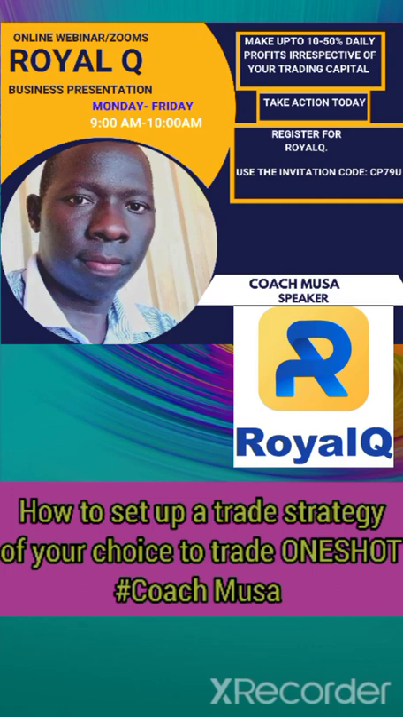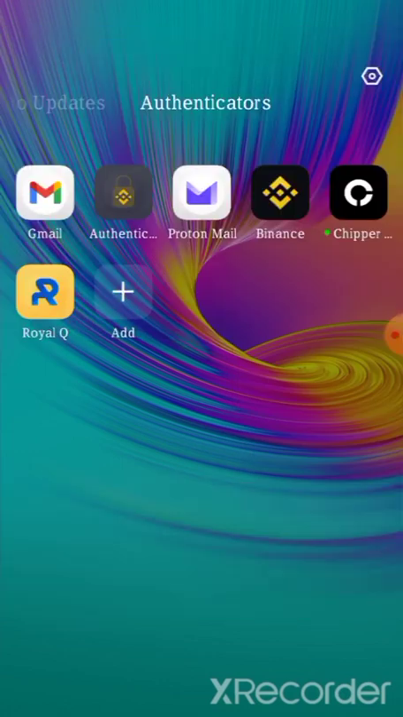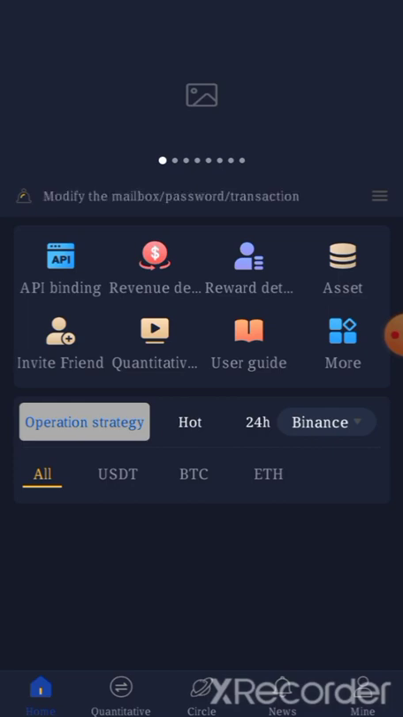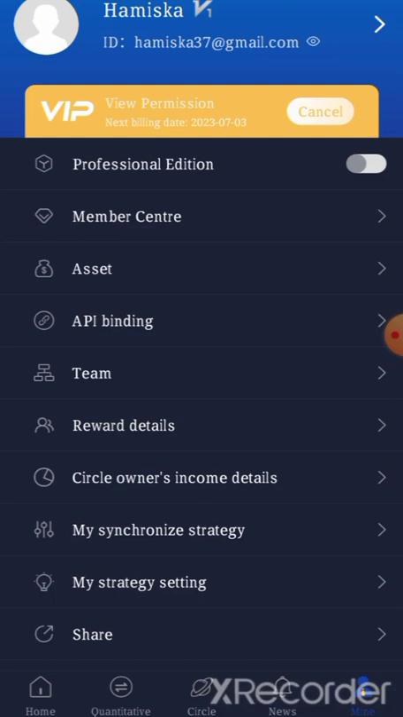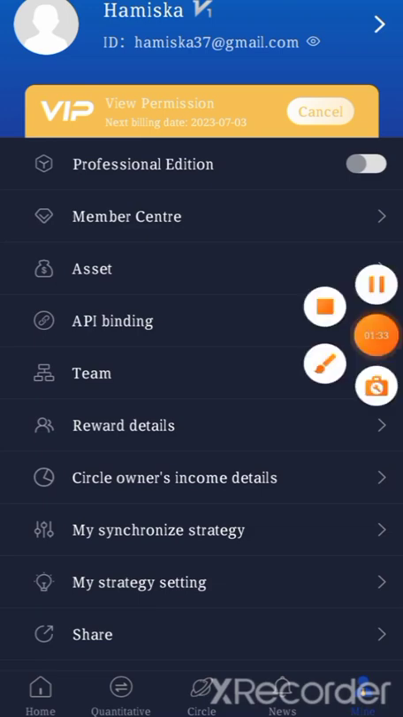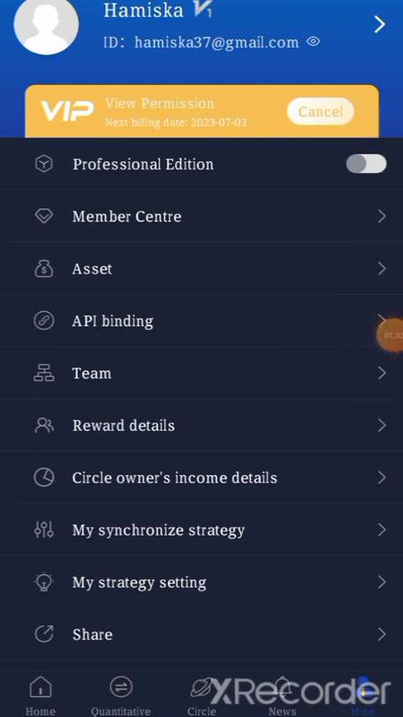you do that quickly. I'm going to show you a simple way of setting your own strategy. So you just open up your royal queue, and when it loads, you tap on Mine, just bottom right. Then you will find a list of features, but you specifically go for My Strategy Settings.